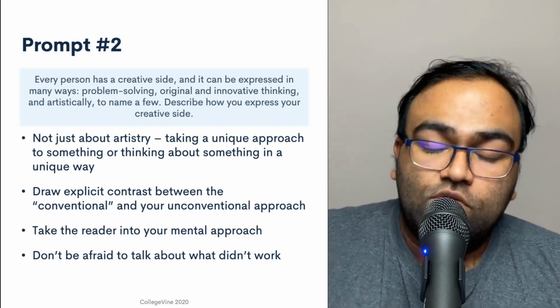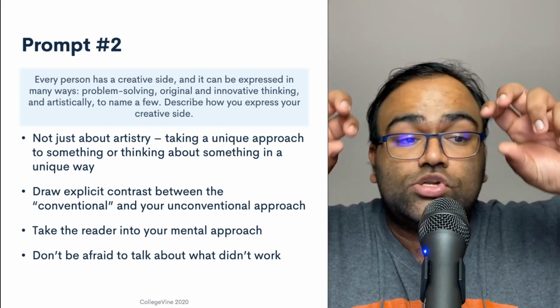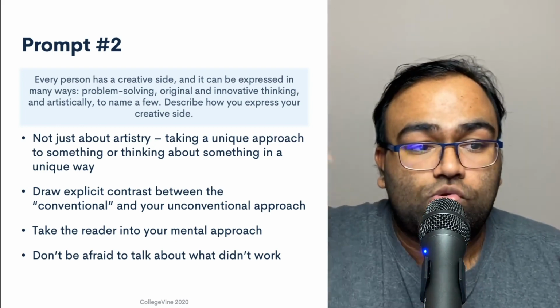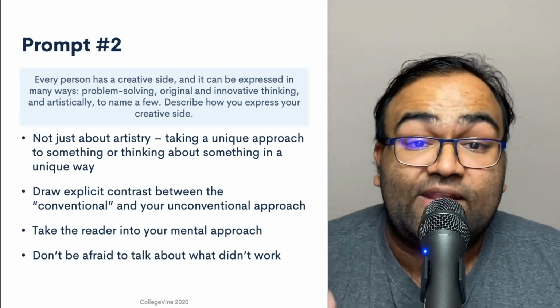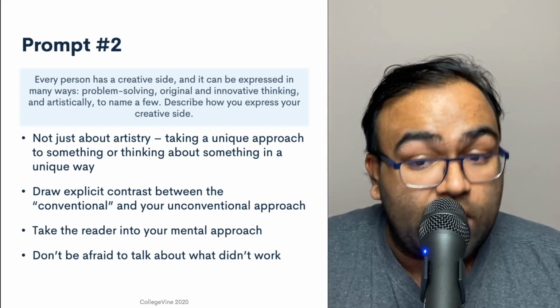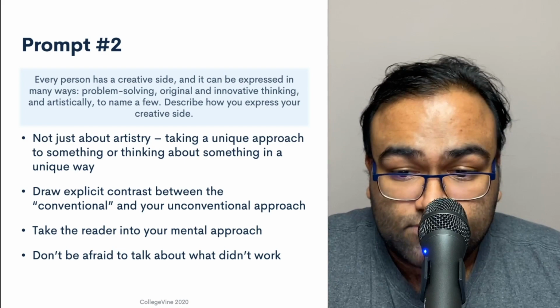You have to, and the way you do that is by actually drawing that contrast. Talk about what the conventional or common way of doing something is, and then talk about your creative approach. Now, this doesn't mean that 60% of your essay has to be about explaining the conventional situation. I'm talking about 1 or 2 sentences. But in a 350-word essay, those 1 or 2 sentences are still really, really important.